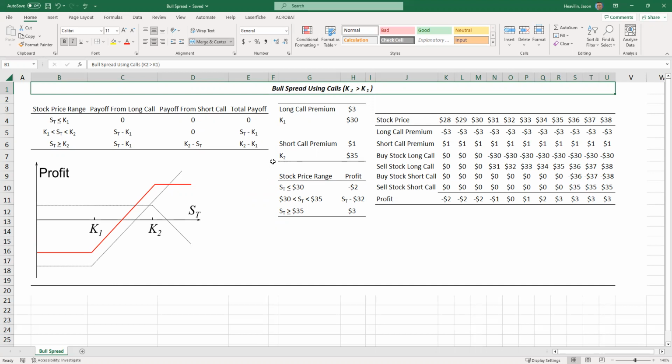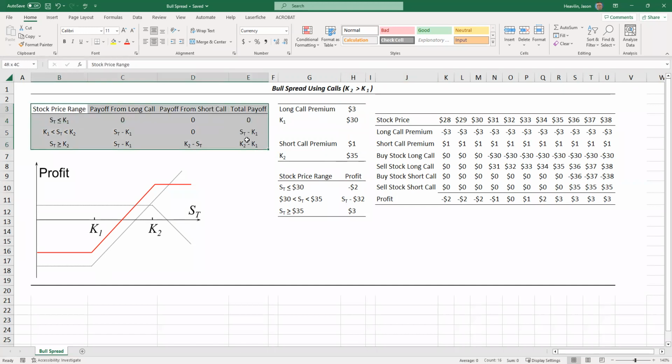In order for this strategy to play out correctly, you need to ensure that K2 is greater than K1. That means that you're going to have a long call option and a short call option. The short call being K2 must be greater than K1 for this to work. In this case, we've got 35 and 30. So let's go ahead and go over it.